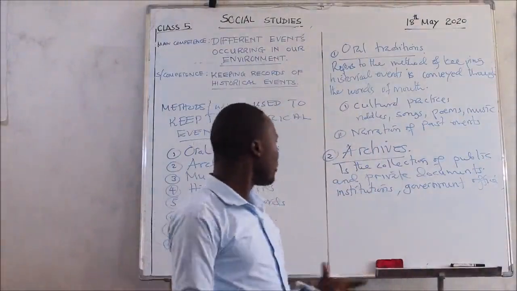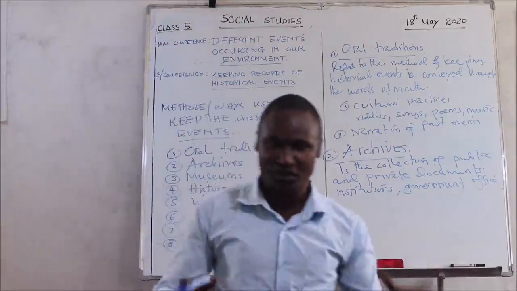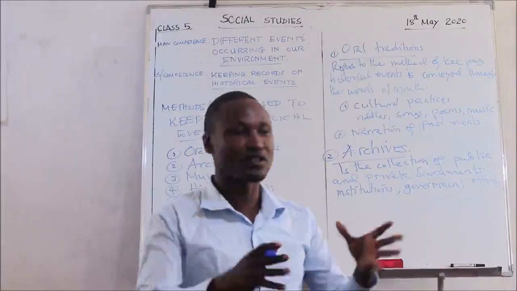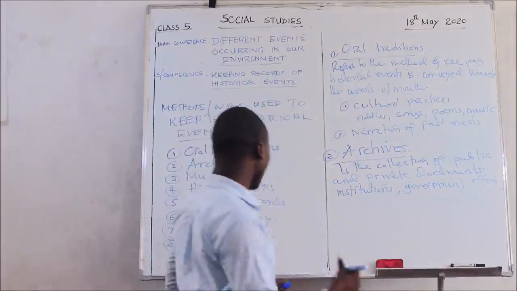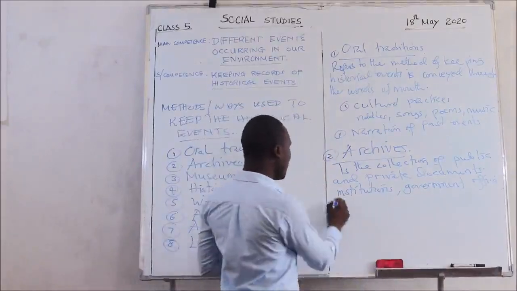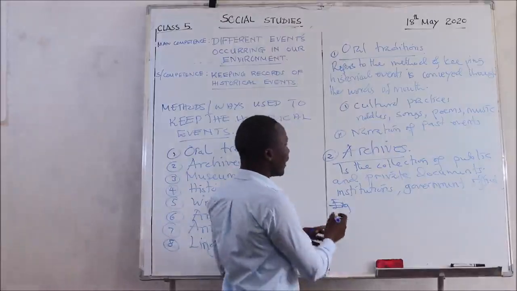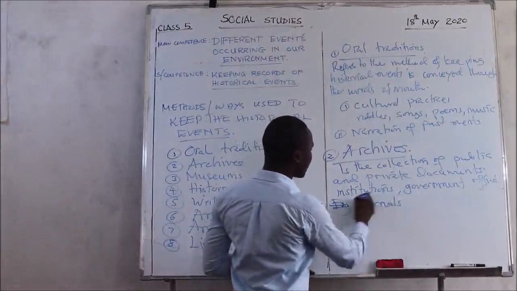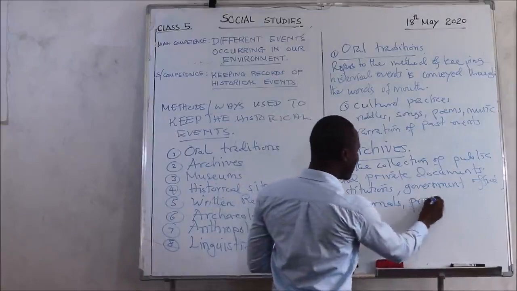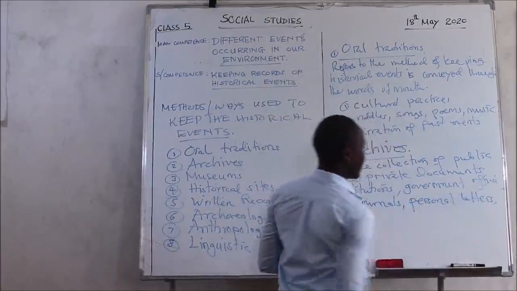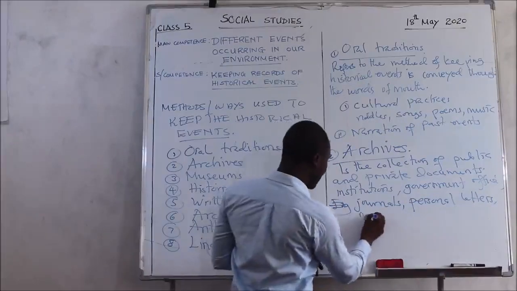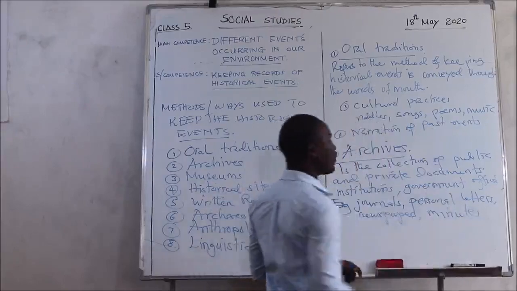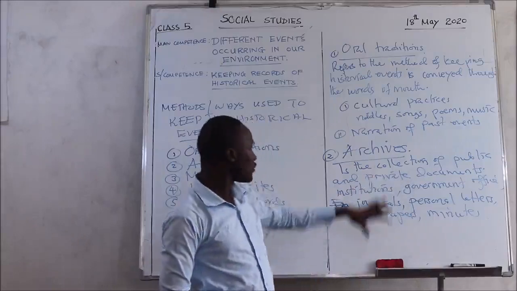Now, these public documents, which are collected in various resources, are used to record historical events about the past. Examples of archives can be in the form of journals, personal letters, newspapers, minutes of conferences, and others. So these are examples of archives.